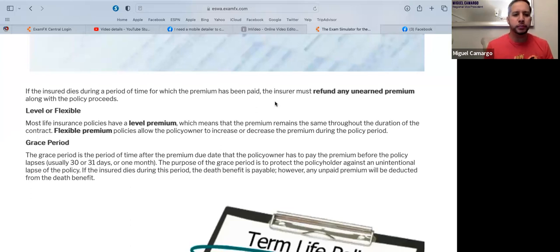Level versus flexible. Most life insurance policies have level premium, which means the premium remains the same throughout the duration of the contract. Flexible premium allows the policy owner to increase or decrease their premium at any time. So if you see, hey, this policy is level, we know the premium is going to stay the same throughout the time. If it's flexible, well, we know the premium can go up or down at any time.